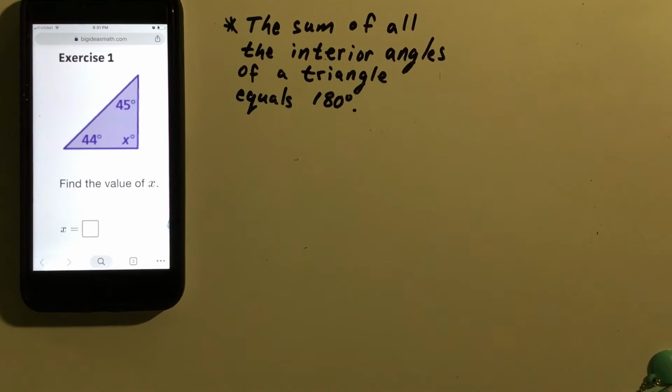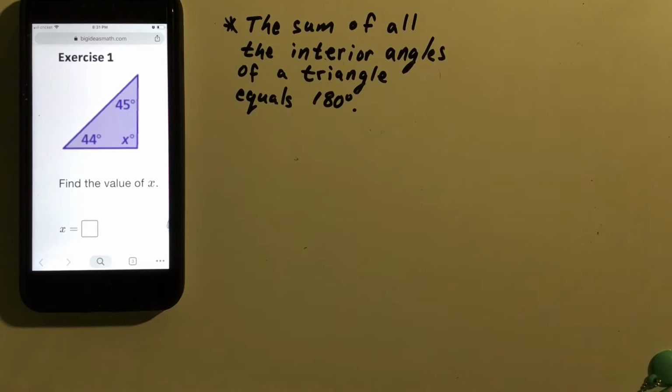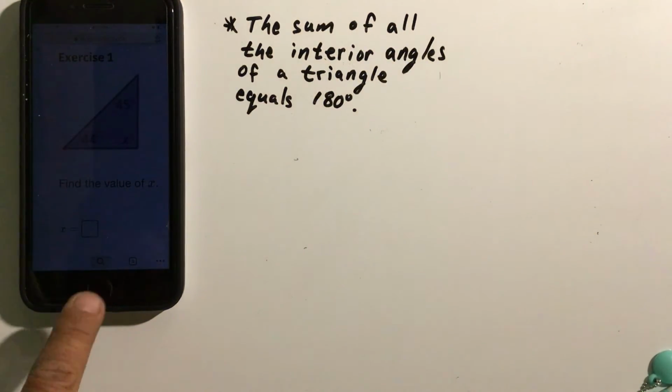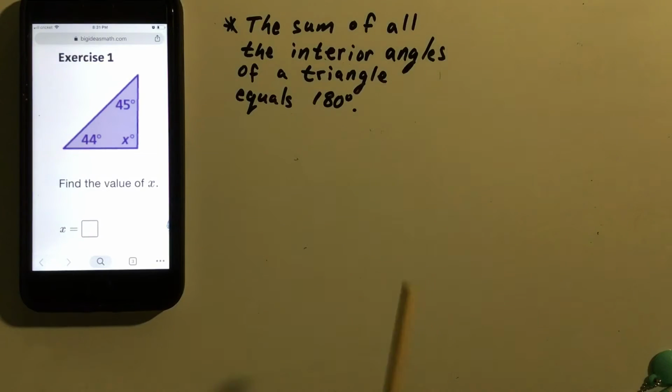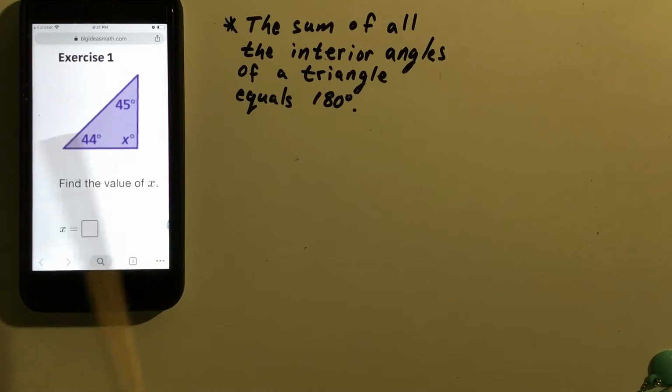All right, today we're going to be looking at triangles and solving for the missing angle of a triangle. One of the things that we have to remember is right here, and I put it up for you guys, is that the sum of all the interior angles in a triangle equals 180 degrees, meaning that all these angles right here will add up to 180 degrees. So with that in mind, we just look at the other angles.